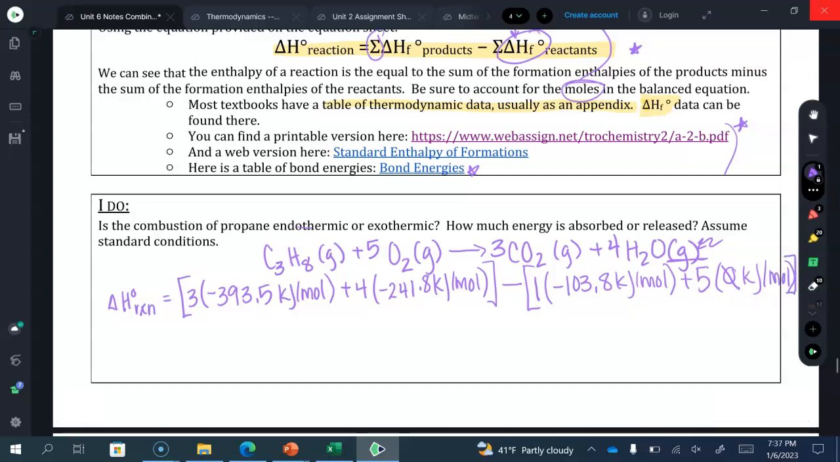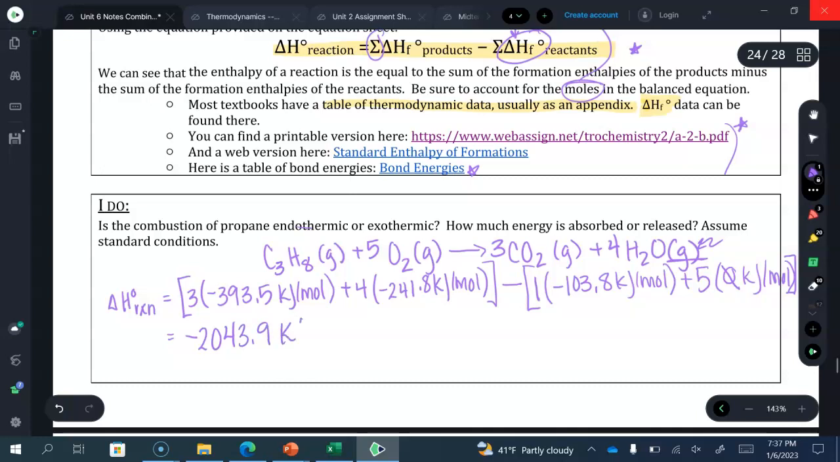Okay, so now we're going to plug this into a calculator. Make sure you do everything inside the square brackets first, and then combine the 2 different terms, and you should get an end result of negative 2043.9 kilojoules per mole. This tells us that the reaction is exothermic because it has a negative sign.